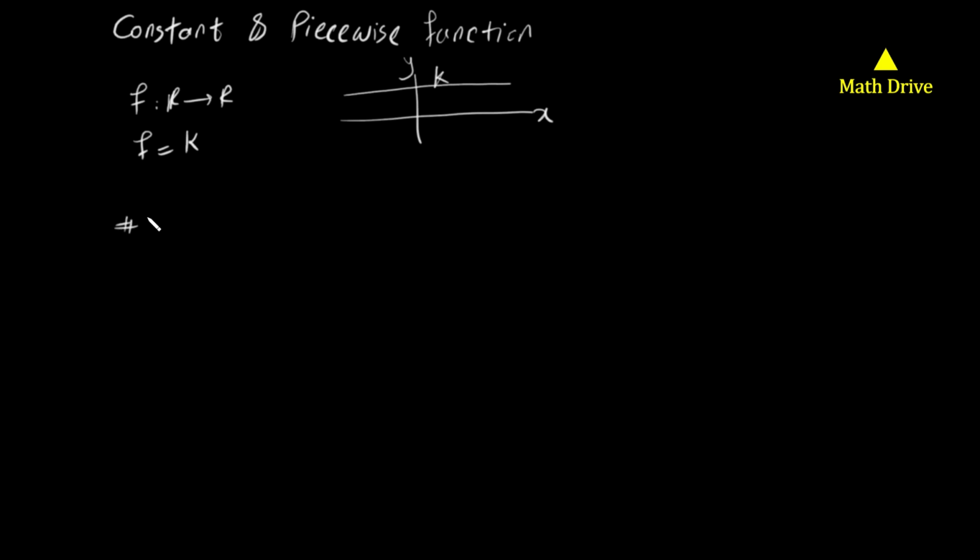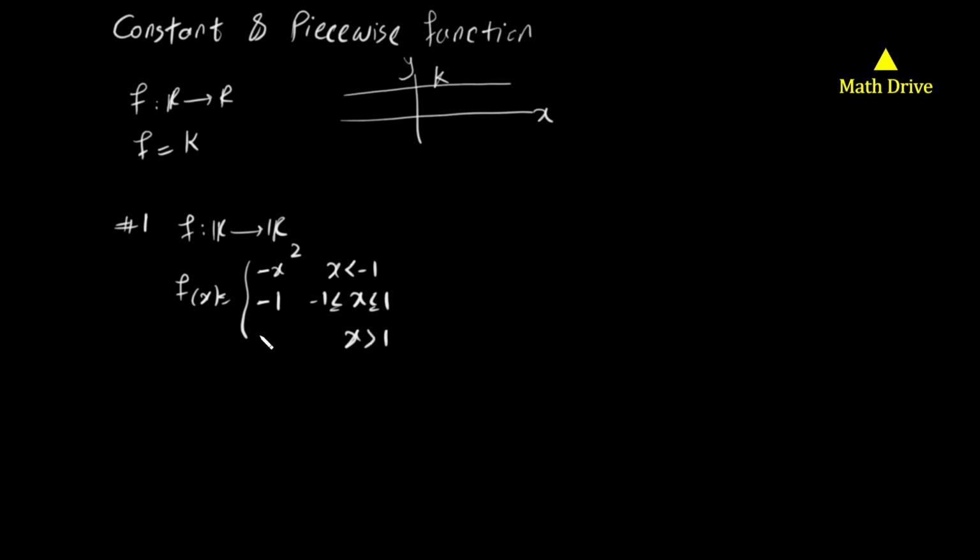Example number 1. Function f is a function from R to R and is defined like this. For x less than minus 1, it's minus x squared. For x between minus 1 and 1, it's a constant number, minus 1, and for x more than 1, it is equal to x cubed. In order to graph this function, we need to graph each subfunction on its subdomain.